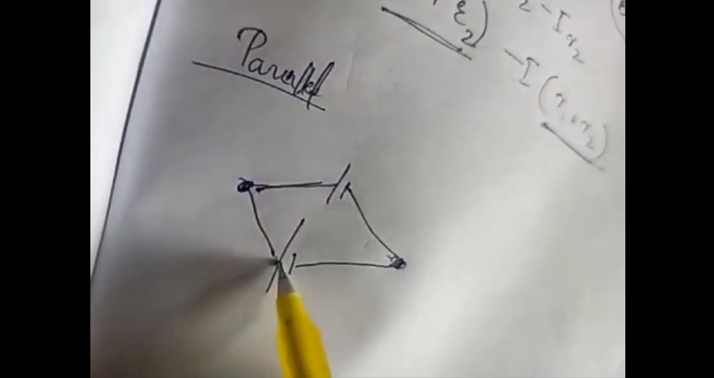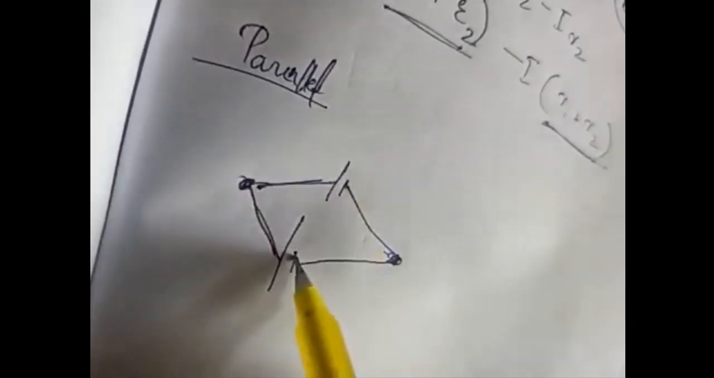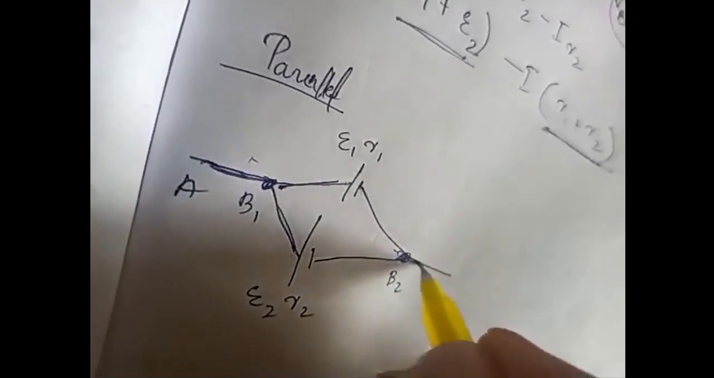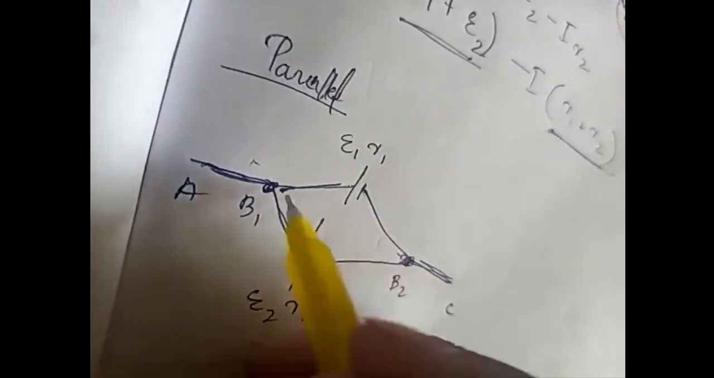So in the case of cells, if the positive sides are connected to a point and the negative sides are connected to another point, then we can say that they are connected in parallel. Let this one have E1, R1 and the other E2, R2. Let this point be A, and these B1 and B2. And we know that in a parallel connection, the potential will be the same, but the current will be different.